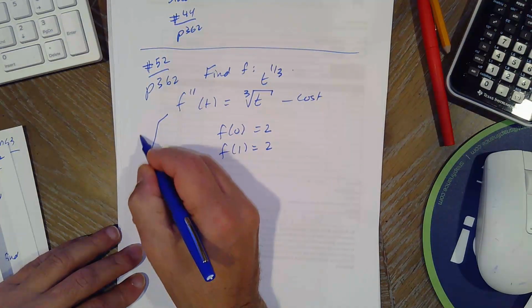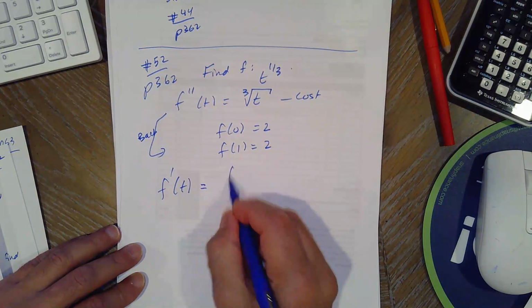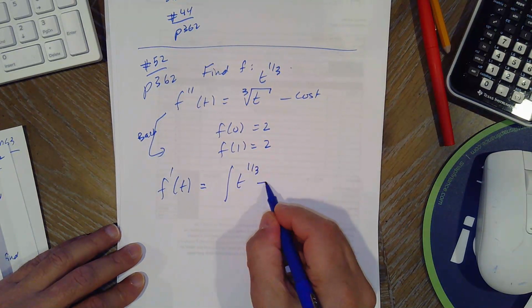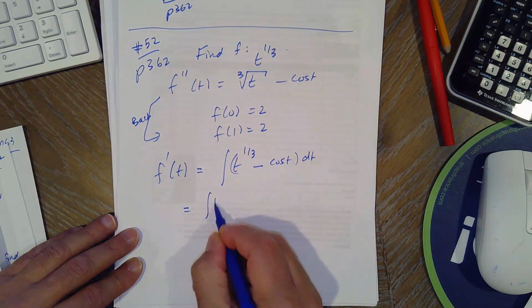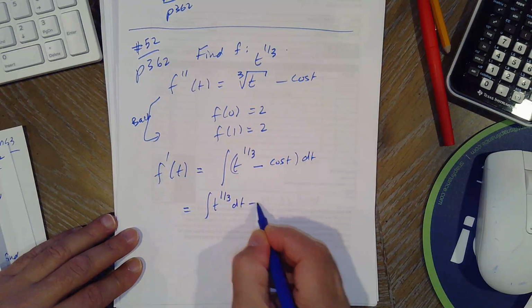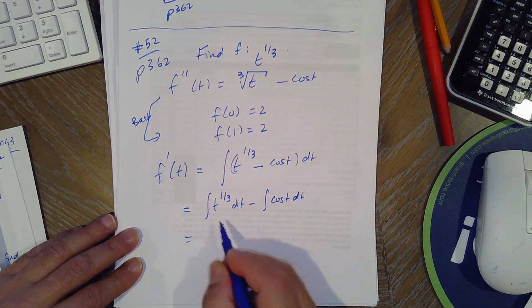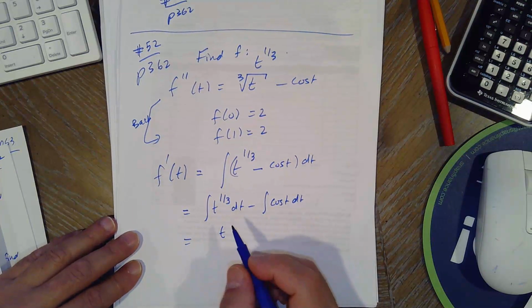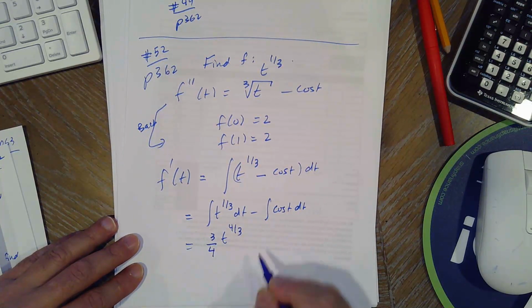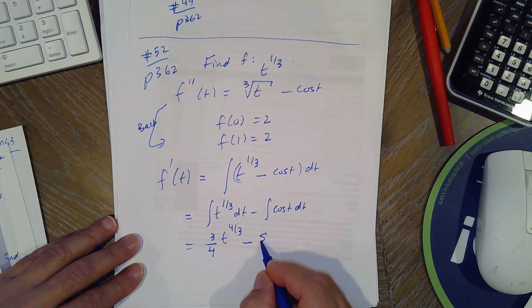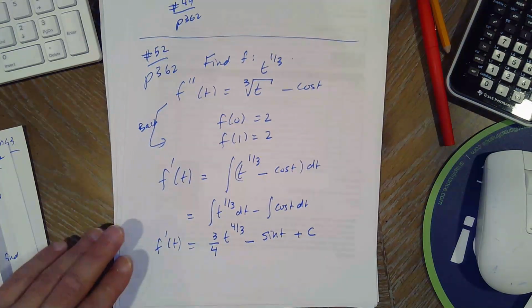So to go back one step, we're going to do the antiderivative. So f prime of t is the integral of t to the 1/3 minus cosine t dt. We're going to split it up. Minus integral of cosine t dt. T to the 1/3 is, you're going to add 1, so it's going to be 4/3. And instead of dividing by 4/3, we're going to multiply by the reciprocal. Integral of cosine t is sine t, plus c. That's f prime of t.